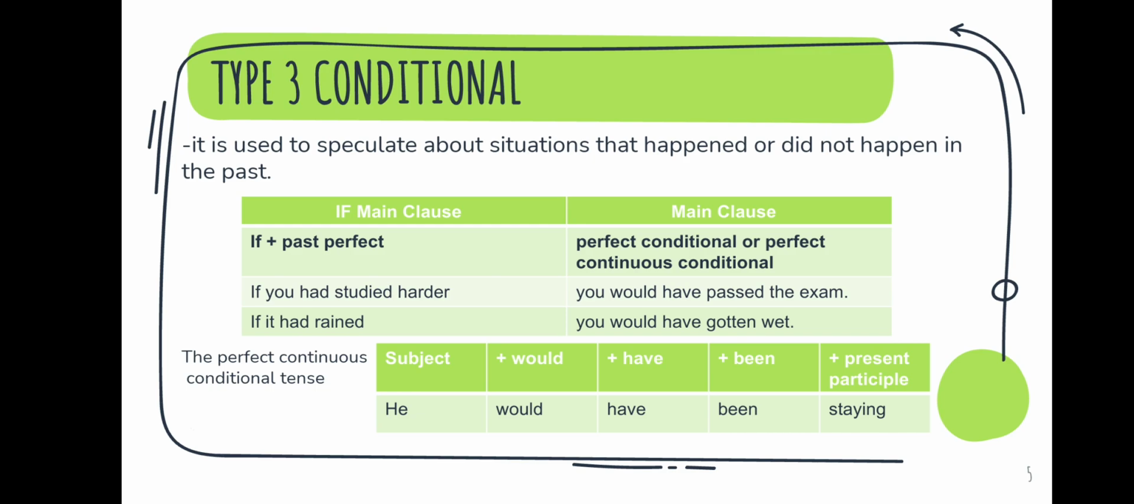There is always some implication of regret with type 3 conditional sentences. The reality is the opposite of, or contrary to, what the sentence expresses. In type 3 conditional sentences, the time is the past and the situation is hypothetical.